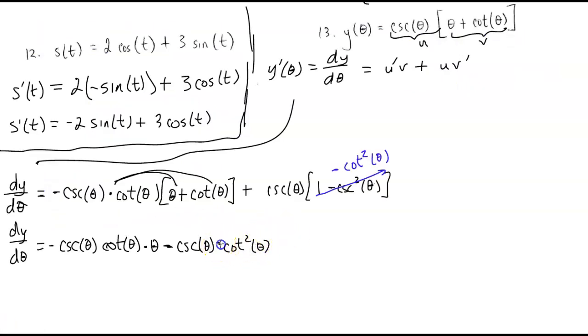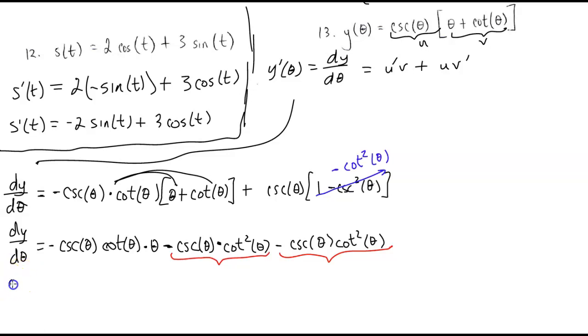So doing all this to basically say that now we have minus cosecant theta times cotangent squared theta. And so from here, you may not notice this, but notice that this term and this term are exactly the same. So since both of these terms are the same, I can combine them into one single term.